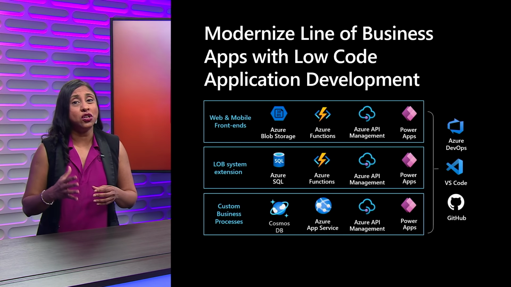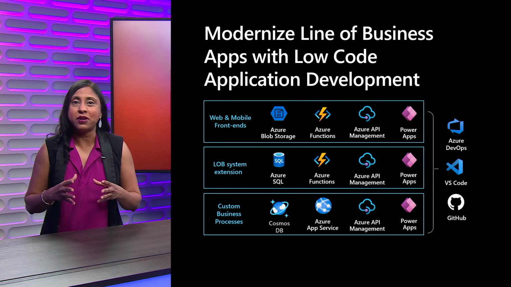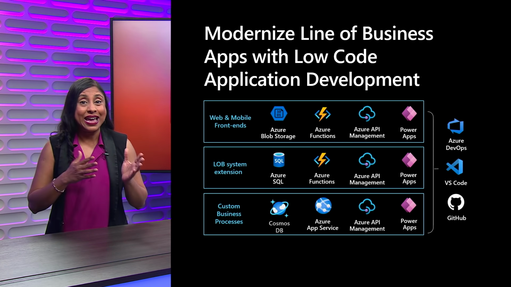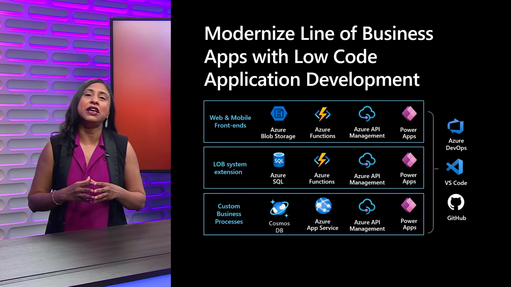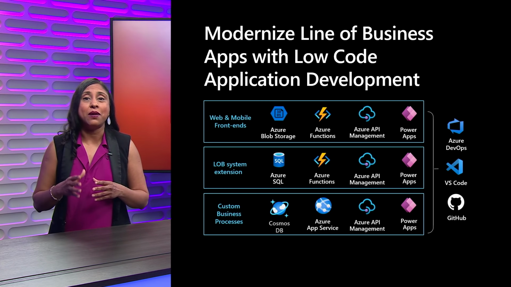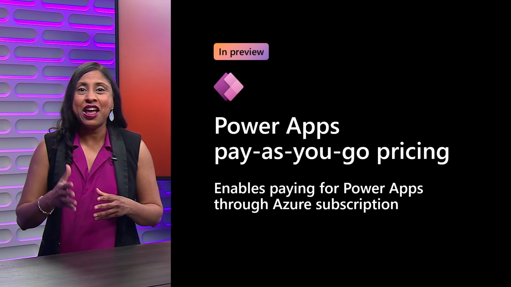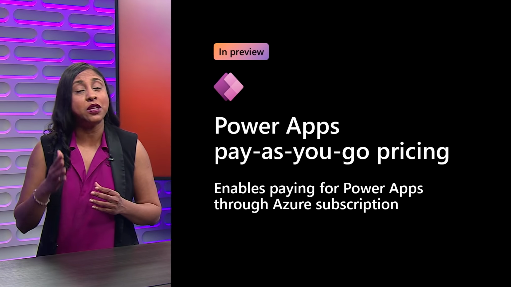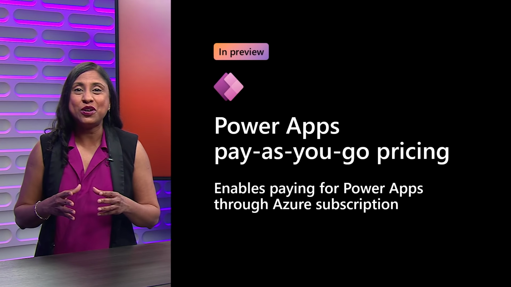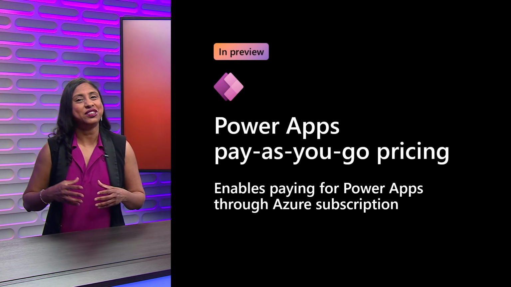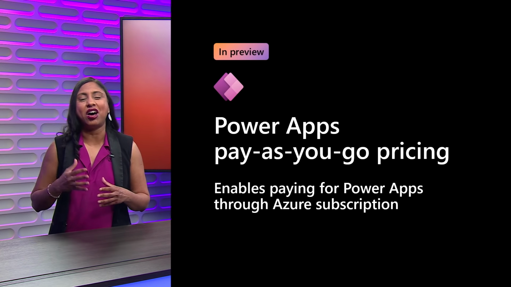We see low-code used in many situations, most prominently to accelerate web and mobile frontends for line-of-business applications, extend existing systems like SAP or Dynamics, and to automate manual and paper-based business processes. By the way, this Ignite, we announced the preview of PowerApps pay-as-you-go pricing, so you can use your Azure subscription to pay for PowerApps usage. Definitely check out this great technology that can save you a lot of time. Now, let's learn how H&R Block is moving their applications forward.